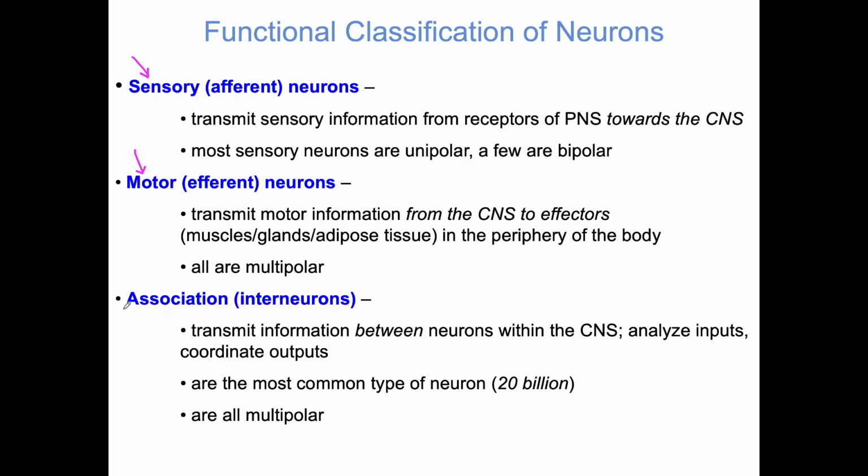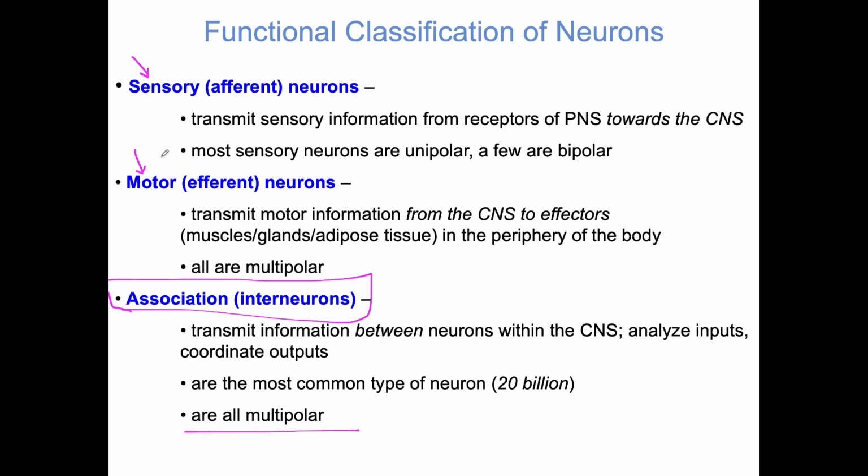And then you have these guys here. Associate neurons, also called interneurons. These guys are the most common type. You have about 20 billion of them, and they are all multipolar. And their job here is to send information between neurons in the CNS.